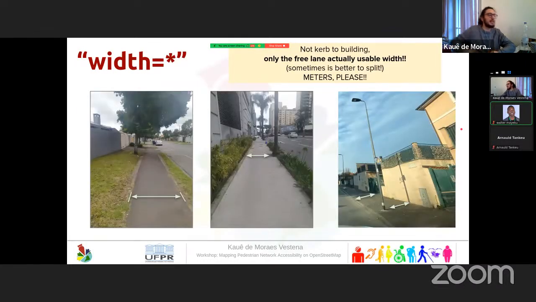And there's the width, which is sometimes better to split, because you always have to map the usable width for the free lane. Okay, so generally it's better to split. So it's like that. Perfect.